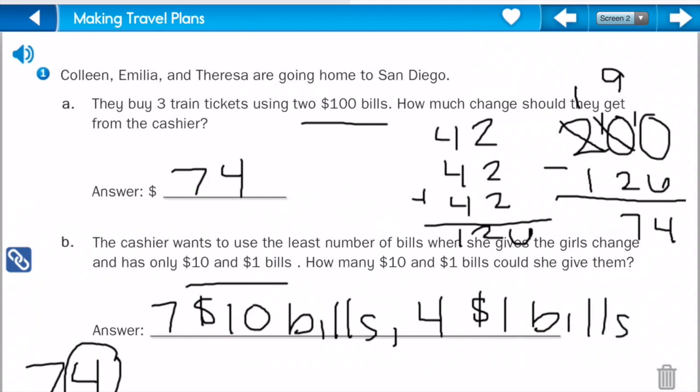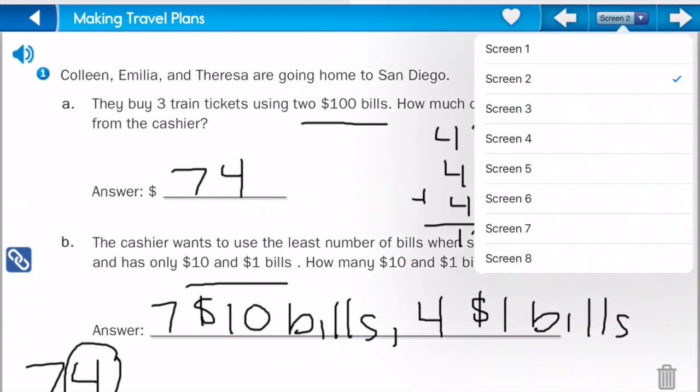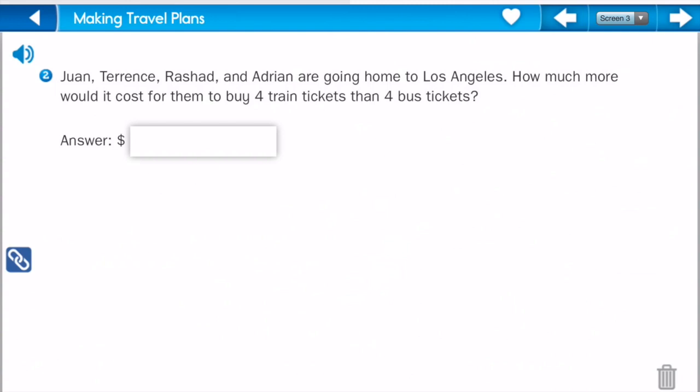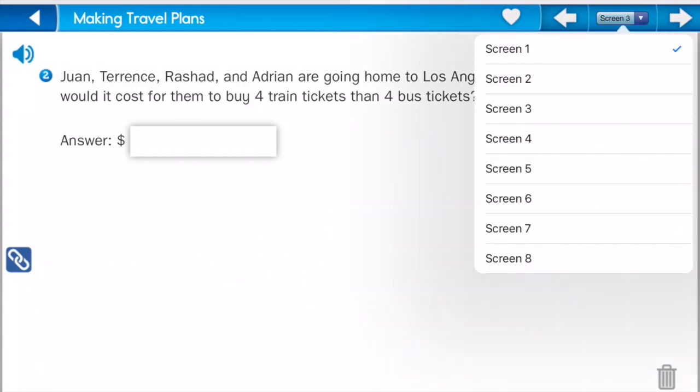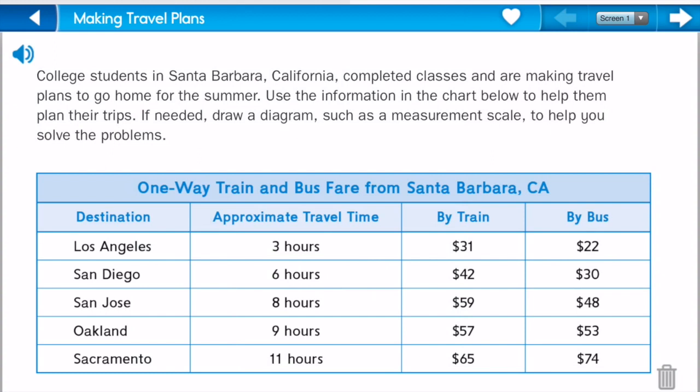Alright. Let's go to the next one and see what it says. Ron, Terrence, Rashad, and Adrian are going home to Los Angeles. How much more would it cost for them to buy 4 train tickets and 4 bus tickets? So let's go look and see how much it costs. They're going to Los Angeles. Train is 31. Bus is 22.